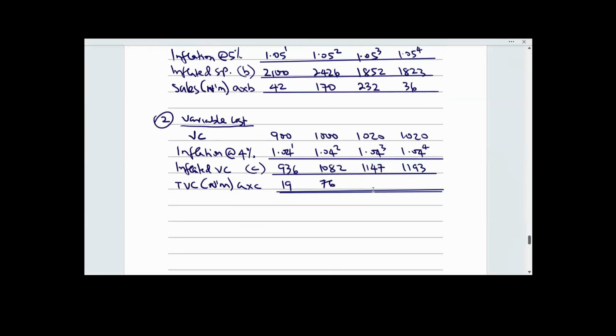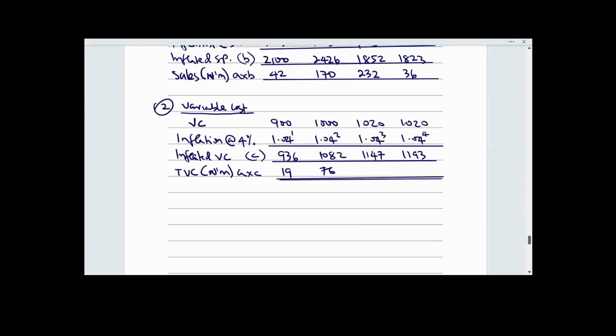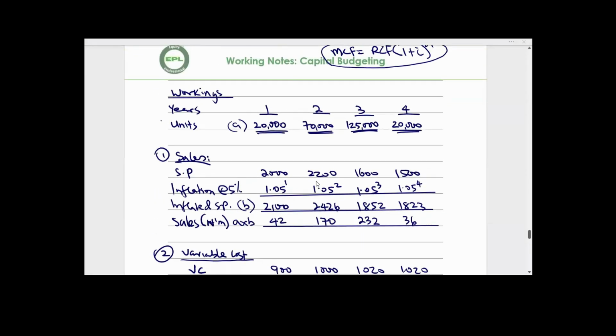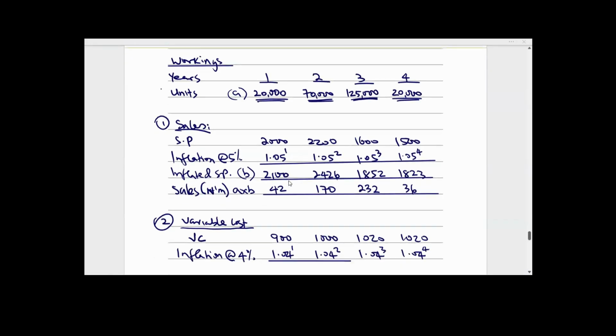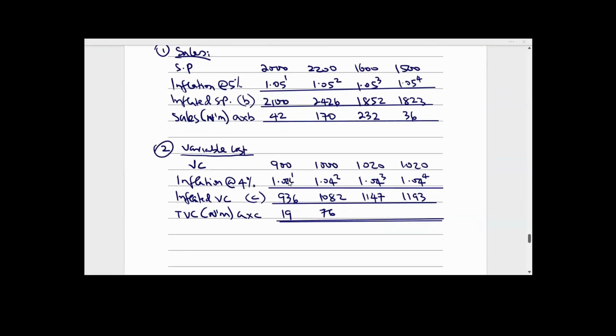The third year, 1147 multiplied by units in year 3, which is 125,000. That's 143,375,000. So rounding 143.